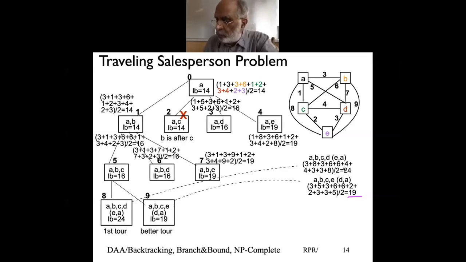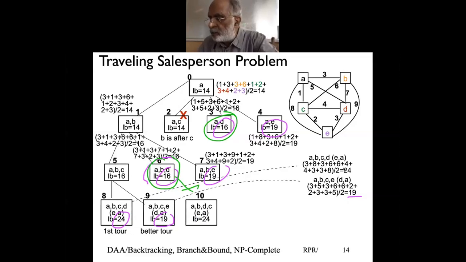Now I have a look at the cost. I have a 24, 19, 16, 16, 19 and 19. So my lowest cost is this and this. We explore any one. Let's explore this one. When we explore this one, my path happens to be A, B, D, C. That means A to B, B to D, D to C, C to E, and E to A. This path is fixed. And if you look at the cost, this becomes 24.